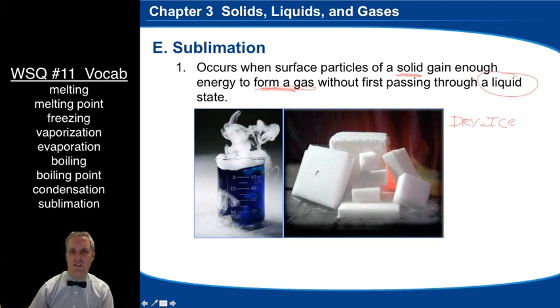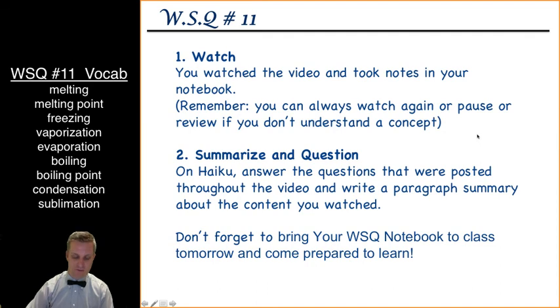Obviously, not all substances do sublimate. There's a reason for that, and we'll talk more about that when we do this lab. But dry ice is probably the most practical example. So that's WSQ11. I told you not too long, as we talked about the phases, the phase changes: melting, freezing, condensation, vaporization, and sublimation. So answer the questions. You've watched the video, write your summary, and I'll see you in class.